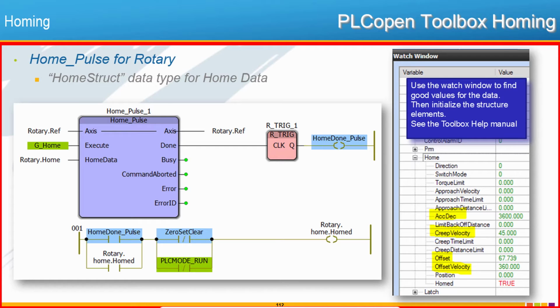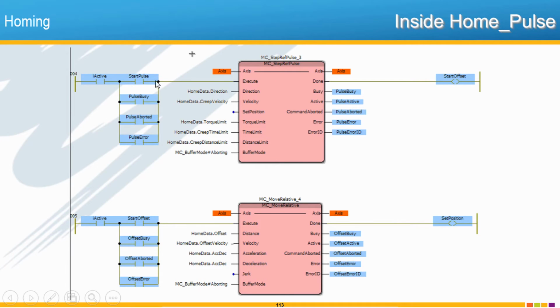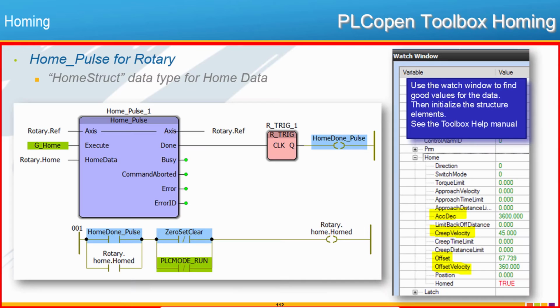And just real quick before we get started, if you look inside the Home Pulse, double-click to open it, the core of Home Pulse is simply an MC Step Ref Pulse, moving to the reference pulse, followed by a move relative for that offset distance that you'll put in there. And this is also a good example of how you can create your own function block that involves motion when a sequence of moves are required, by using this technique here to take the outputs as a seal-in to keep the execute running. Okay, so go ahead and see if you can make this work, and then I will, as usual, show my solution.